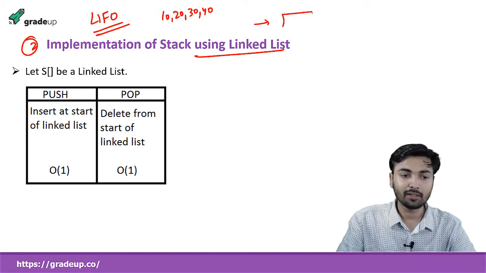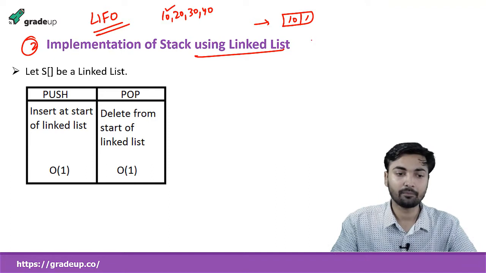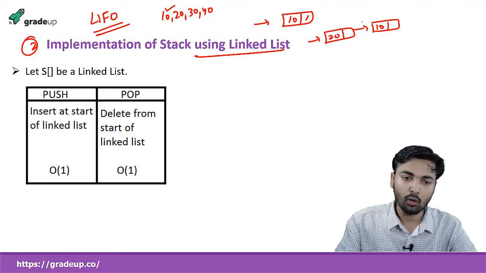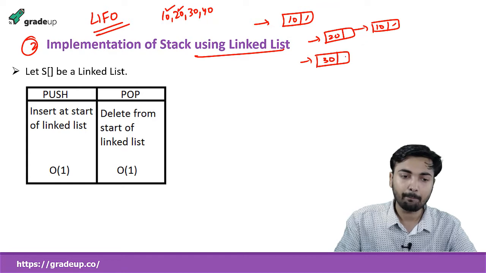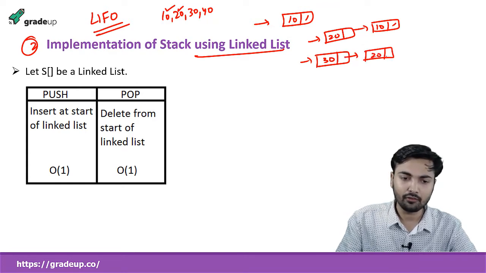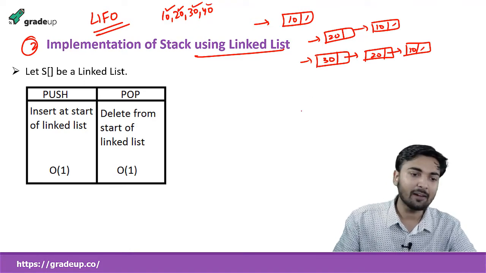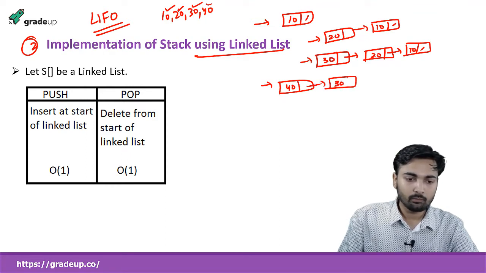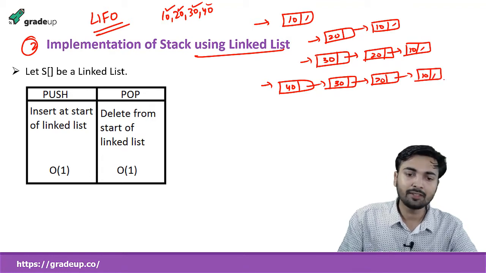How do you build it? See, first you inserted 10. Now you want to insert 20. Insert 20 at beginning. If you do like this, you get 20 and 10. This is also done. Now you insert 30. Insert again at beginning. I'll tell you what the advantage is. First, just see here. Finally insert 40. Where? Again at beginning. Okay, this is your final linked list.